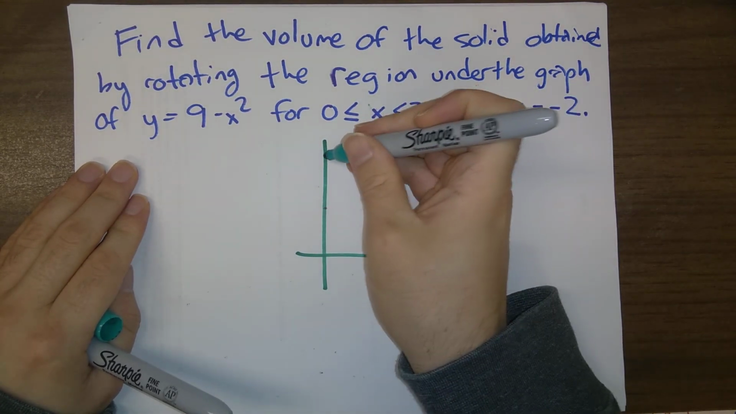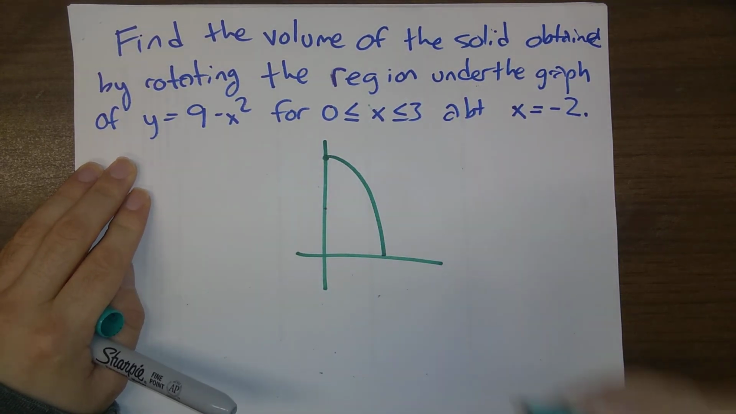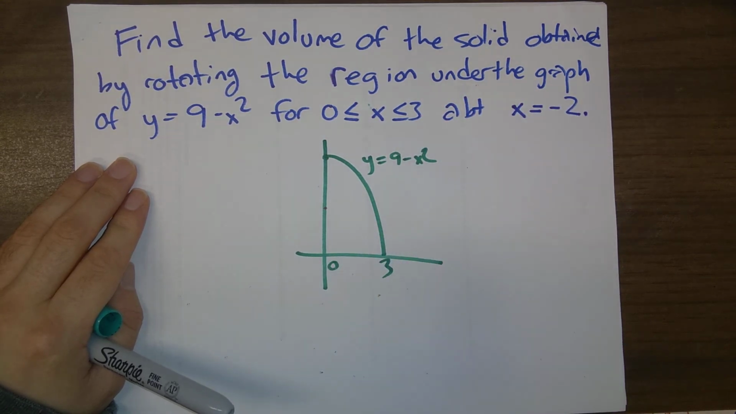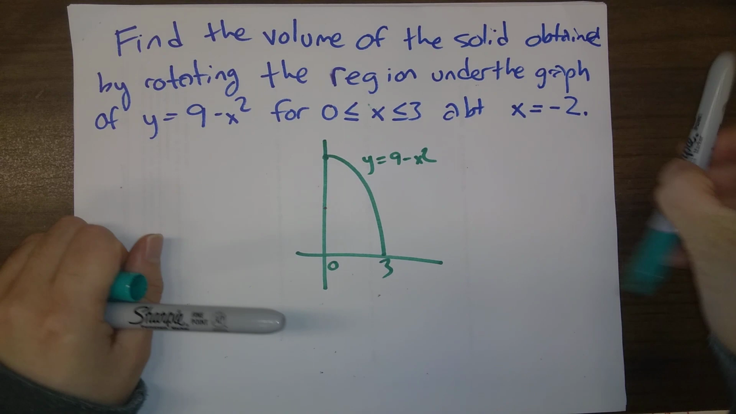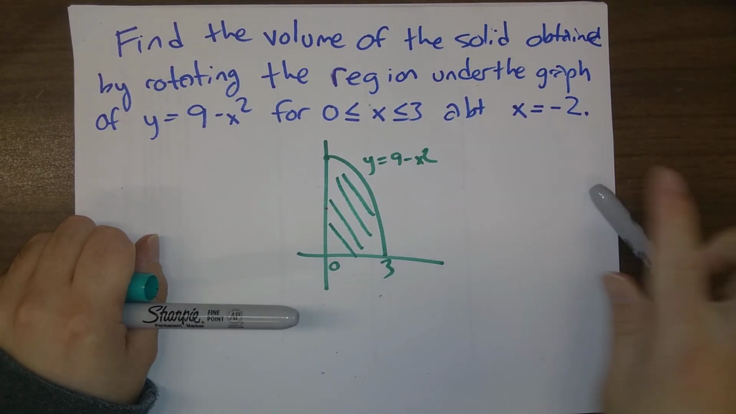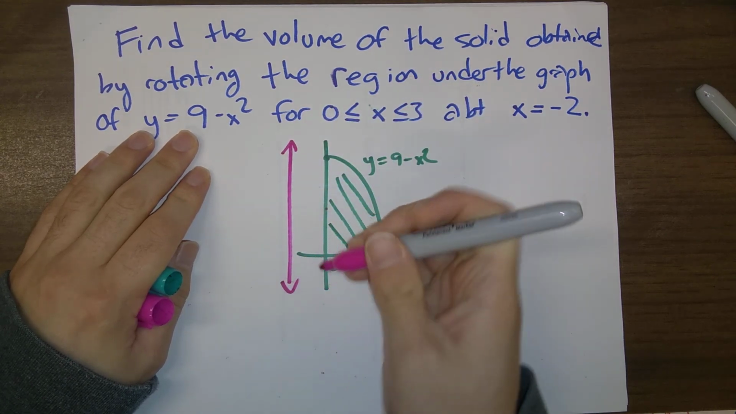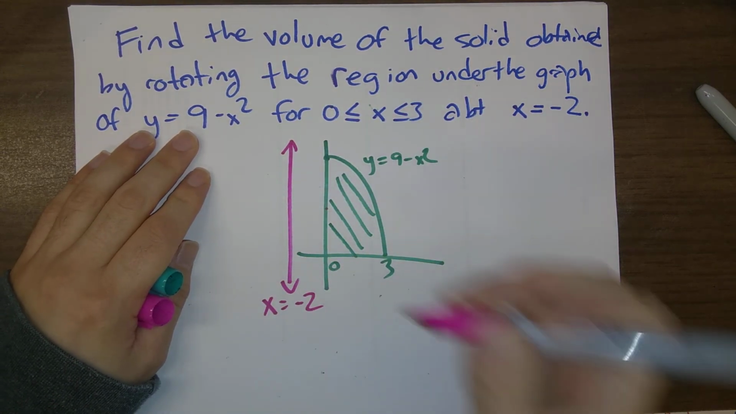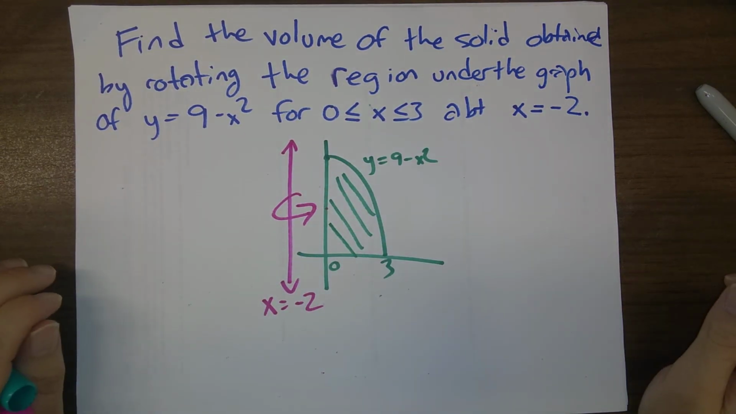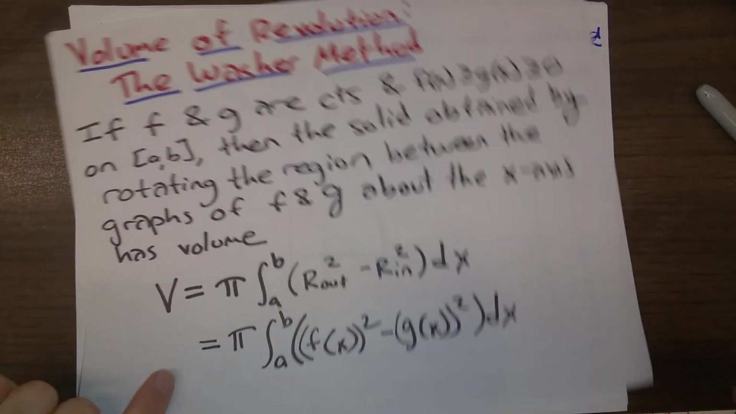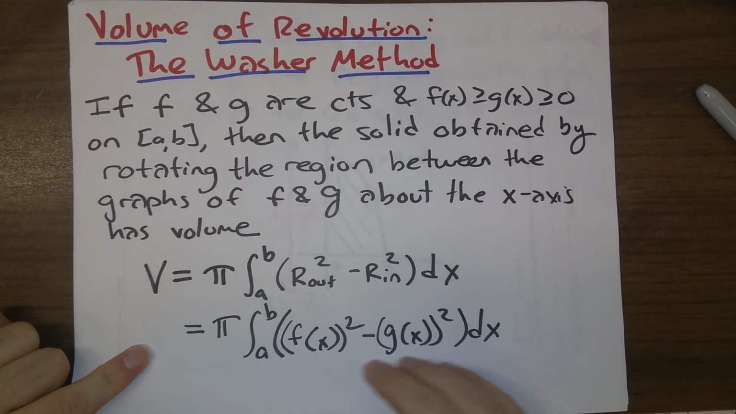So y is equal to 9 minus x squared. x is running from 0 to 3. And so we are rotating this region over the axis over here, x is equal to minus 2. So we can still apply this same formula right here.